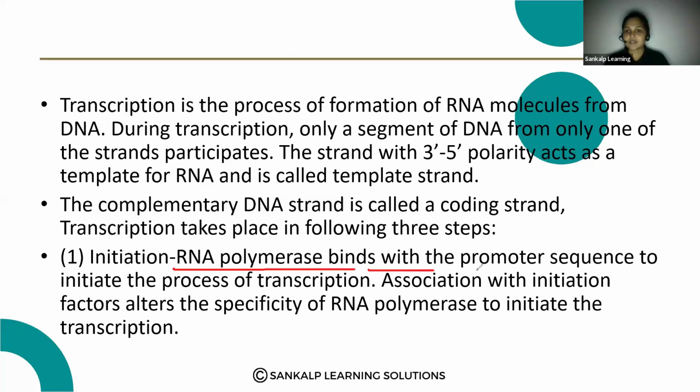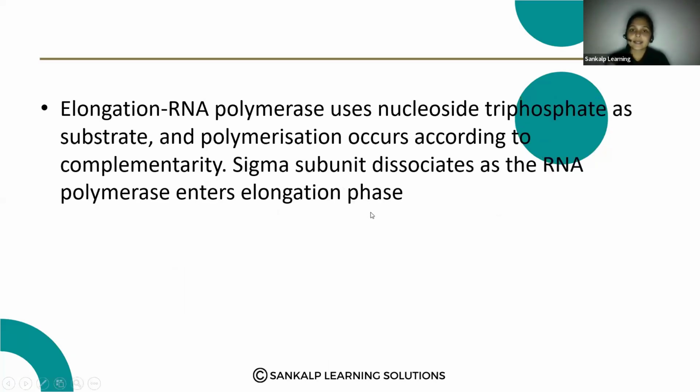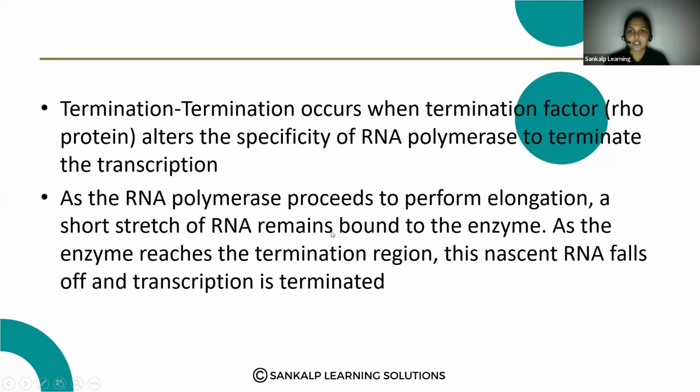RNA polymerase binds with the promoter sequence to initiate the process of transcription, in association with the initiation factor, so that it alters the specificity of RNA polymerase to initiate the transcription. So that is transcription initiation. The next step is elongation, where the RNA polymerase uses the nucleoside triphosphate as the substrate, and polymerization occurs. So the new strand synthesis occurs here.